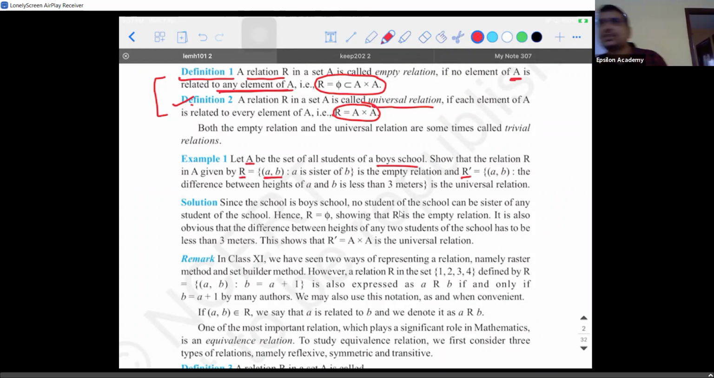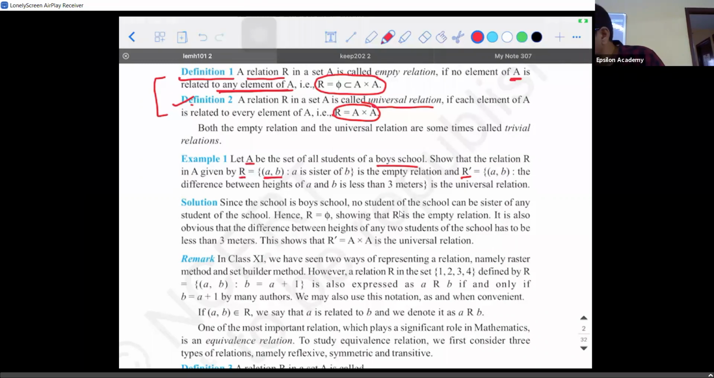Similarly, there is another relation R dash, which is having the ordered pairs (A, B), such that what? The difference between the height of A and B is less than 3 meters, which is obviously going to be the answer, right? So this is a universal relation.